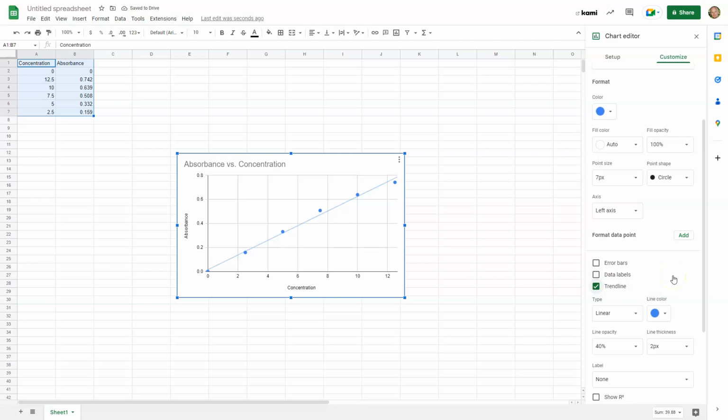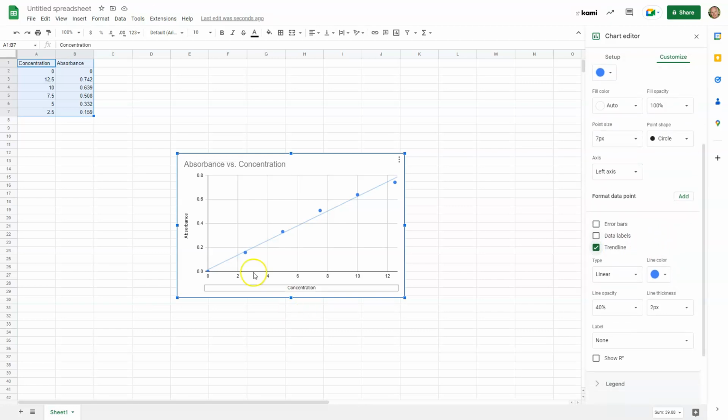Next, I'm going to scroll down just a little bit further because I need the equation. I need to find the slope of my trend line. So where it says Label, I'm going to click that menu, and I'm going to go to Use Equation.